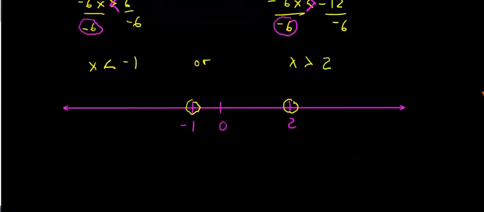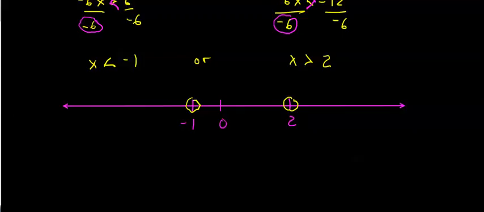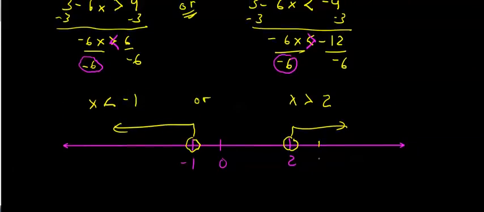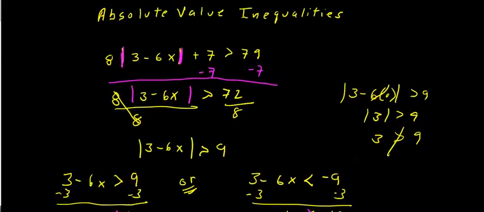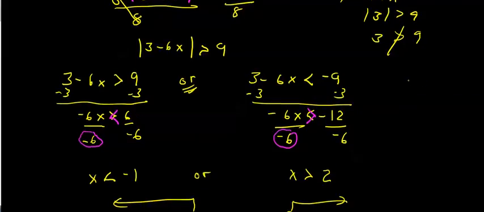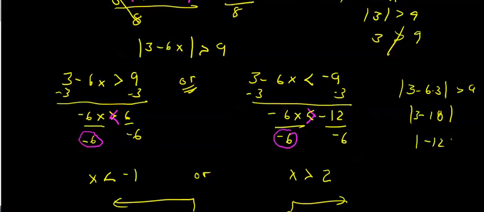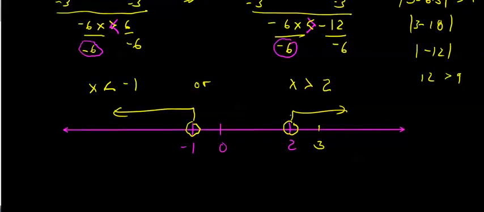So, an easy way to check is try a number inside. If you're not sure, do I go this way or do I go like we're supposed to? Check a number. I could also try 3, which is right here. I'd have the absolute value of 3 minus 6 times 3, and I'd have the absolute value of 3 minus 18, I'm sorry, which is the absolute value of negative 12, which is 12, and it's greater than 9. So clearly we went in the right direction.